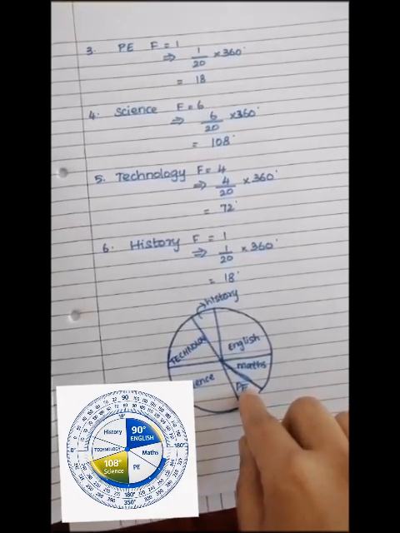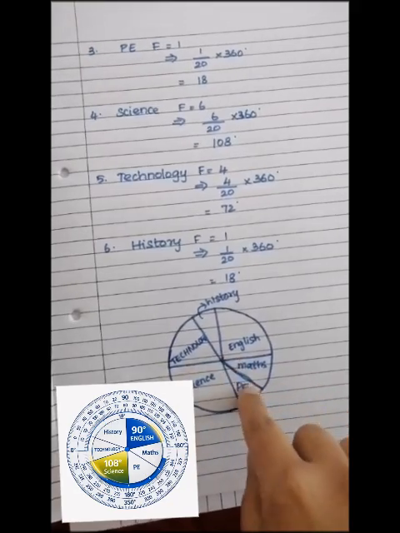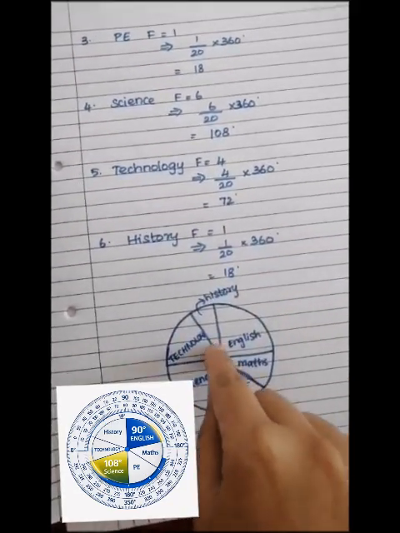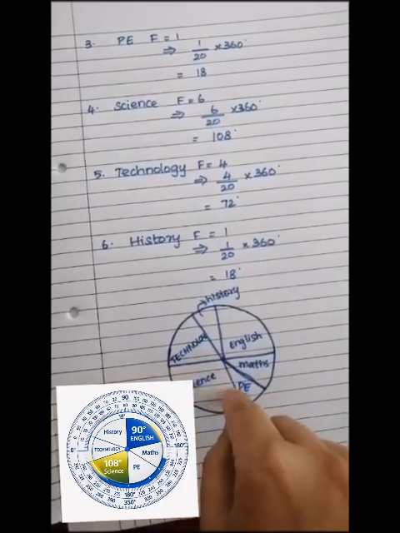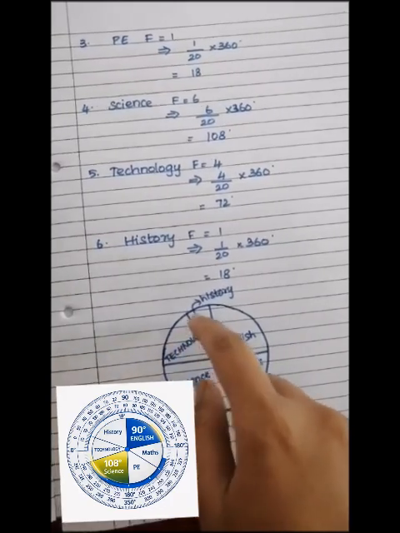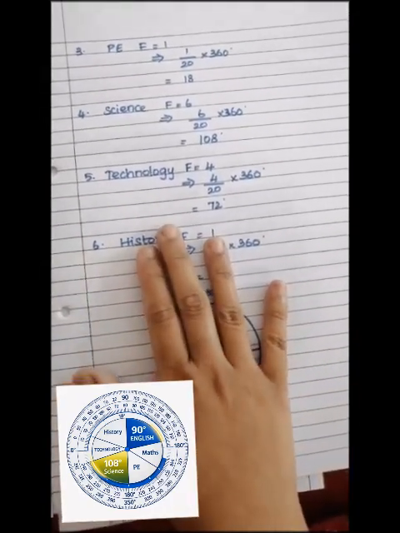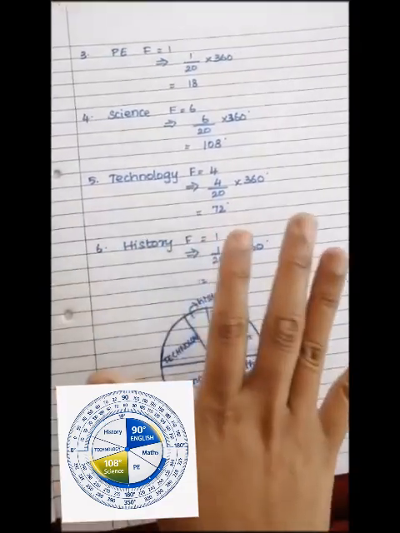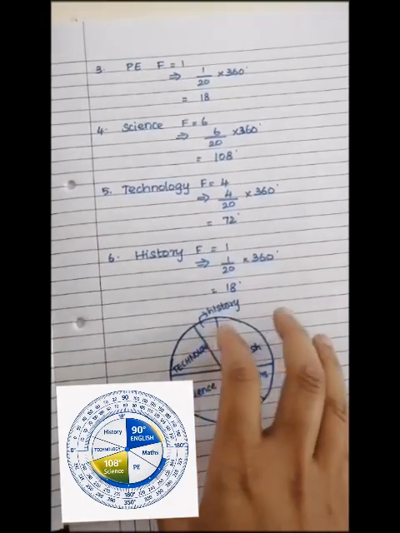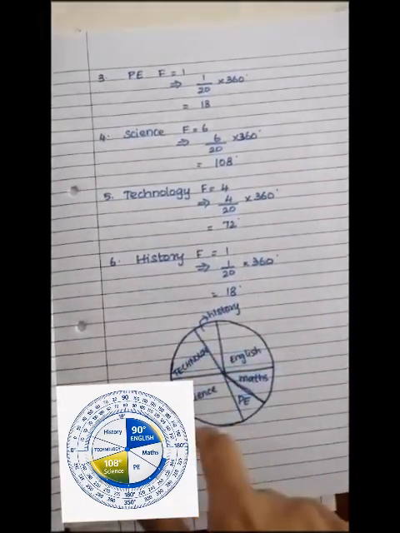PT 18 degrees, this is the 18 degrees for PT, and Science is 108. We have to make the 108 degrees. This is Science, and Technology is 72, and History is 18. When you make it with a protractor, you make the perfect one, but we have to make that in rough work, so I used this.